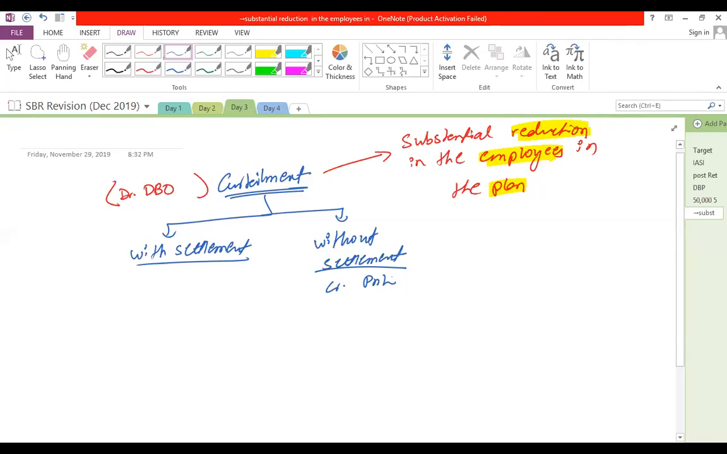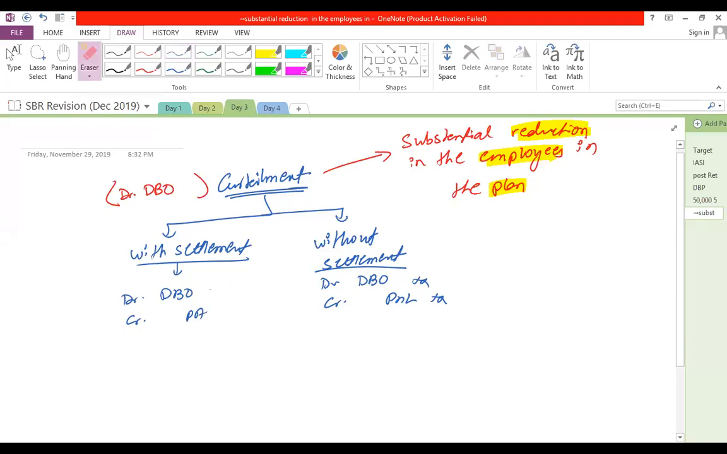But if we are paying any amount to the employees, in that case, we are going to credit the bank. But ideally, we should be paying the amount from the plan asset. So we are going to credit the plan asset. So if I write the complete entry, the entry is going to be DBO debit, P&L credit in case of without settlement, and DBO debit and the plan asset credit in case of with settlement.